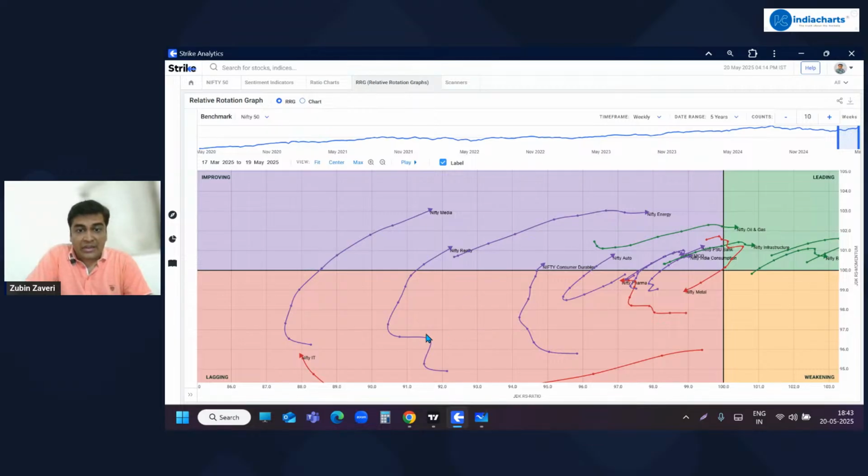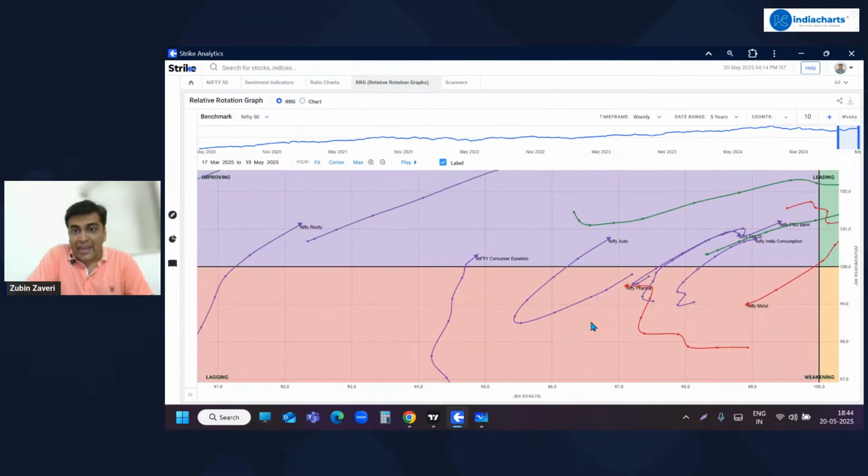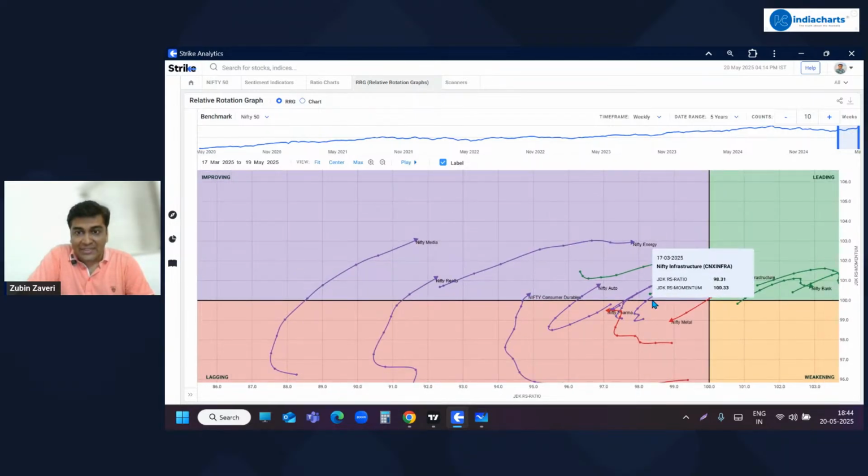All right, realty is something that entered into the improving quadrant. Media entered into, consumer durables has just entered into the improving quadrant, and the auto index has also come up over here. So many of these sectors on the weekly time frame chart have entered into the improving quadrant, and soon it may, so two things can happen. The momentum can increase. Their momentum and strength can increase and get into the leading quadrant. So it would be considered very bullish.